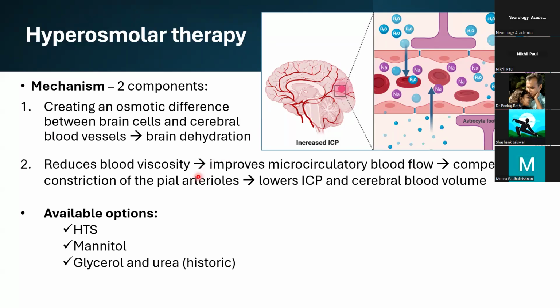There is also a second postulated mechanism: it reduces blood viscosity, which improves microcirculatory flow. Once the microcirculatory flow is maintained, there is a compensatory constriction of the small pial arteries, so this vasoconstriction reduces blood volume. We have seen in polycythemia, when blood becomes more viscous, things get worse. Theoretically, when water is drawn into the blood, it reduces the viscosity.